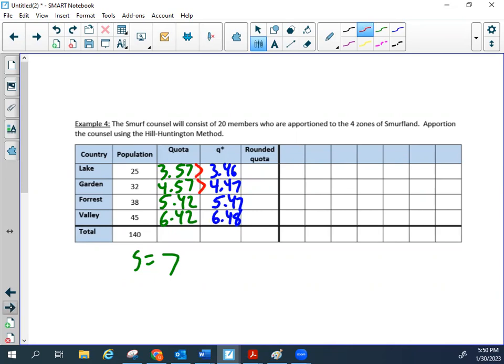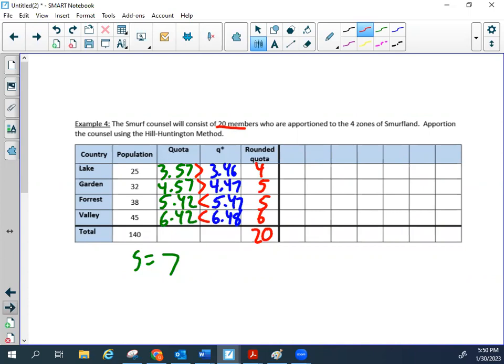Then we do our comparisons. That's bigger, that's bigger, that's bigger, that's bigger. So the first 2 round up. Second 2 stay rounded down. That adds up to 20. Thank goodness we do not have to go any further. Again, if that didn't add to 20, we'd have to alter our divisor and determine if we needed to go higher or lower, get new quotas, get new geometric means, and start all over.